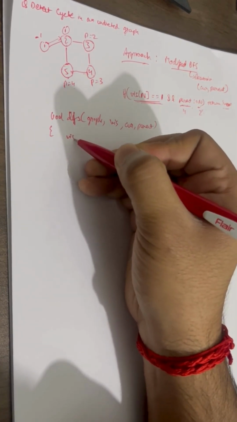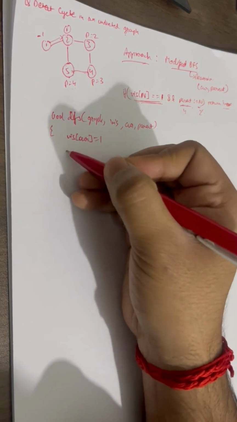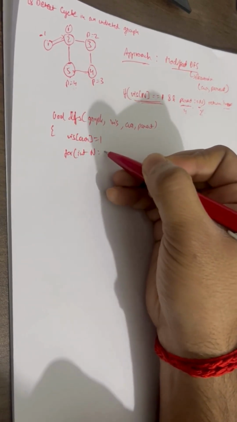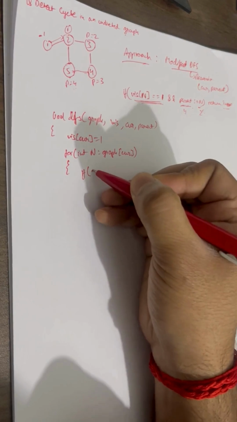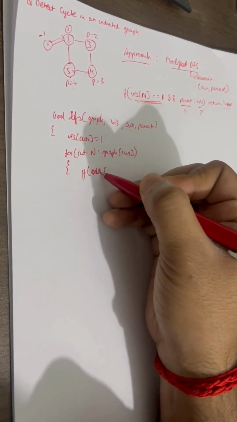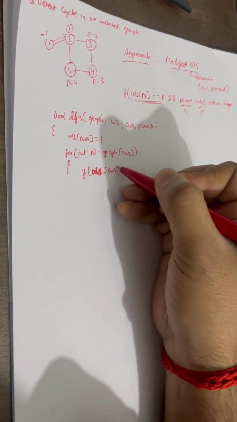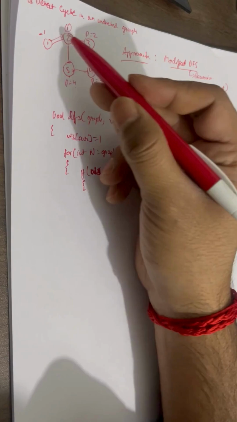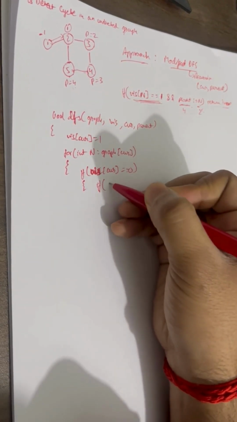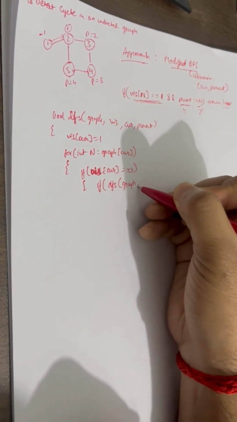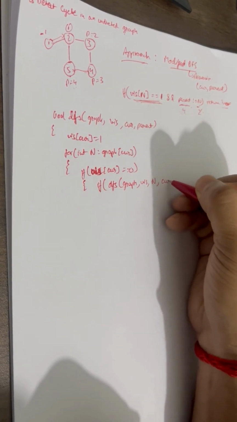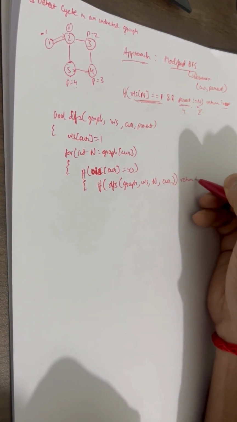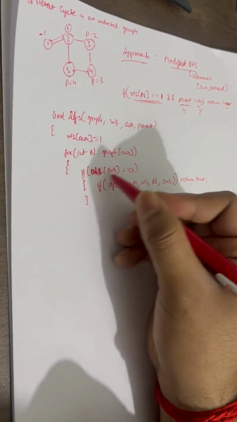In the starting, we'll mark visited of current equal to 1, and in a for loop, I'll see all the neighbors of graph of current. So at any point, if visited of the neighbor is equal to 0, it means the neighbor is not at all visited. So what I'll do is make a DFS call, sending the graph, visited, and my current will be the neighbor and my parent will be the current node. If this is true, then I'll return true.